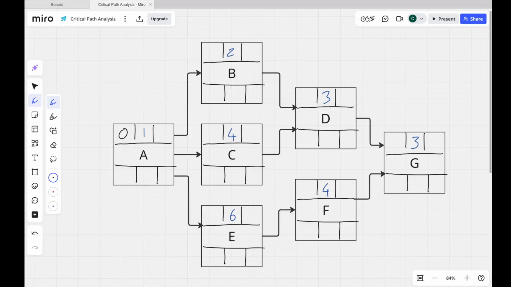Task A has a duration of 1 day, and I'm using days here. It could be anything else, but we typically use days. So what we're going to do is add the duration onto the earliest start. So 0 plus 1 tells me my earliest finish is 1. That tells me that at some point on day 1, task A is going to finish. Now it doesn't tell me when on day 1.